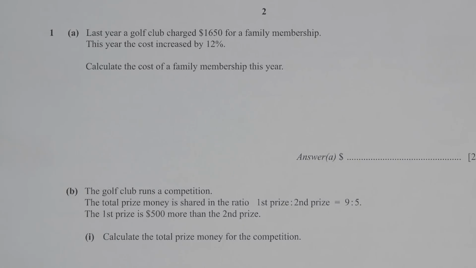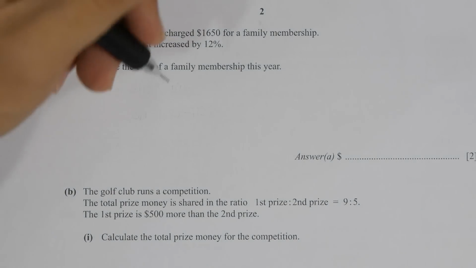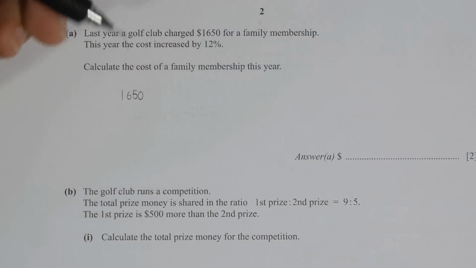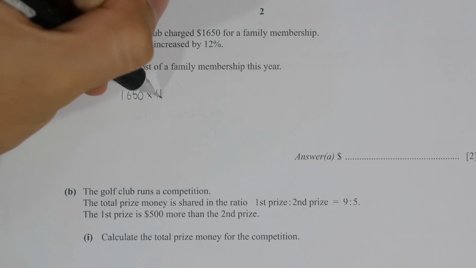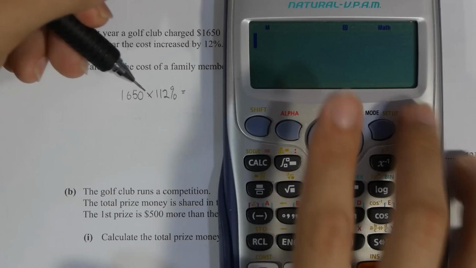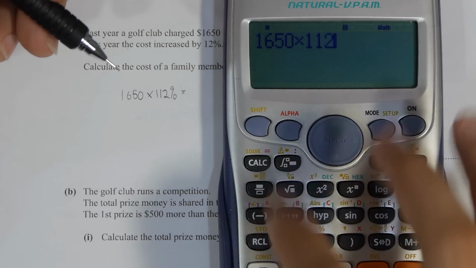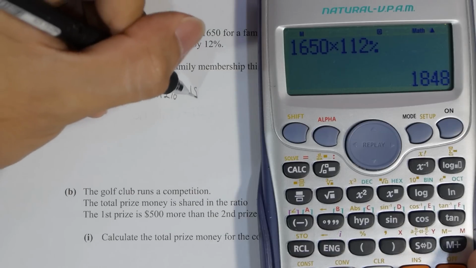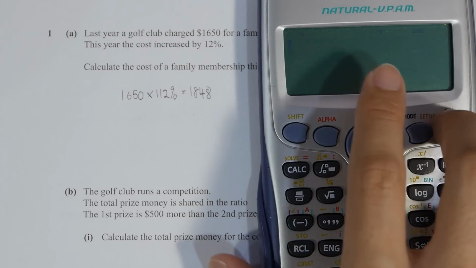1650 is last year's price, so you are required to find a new one. Simply multiply it by 112%, then you will get 1848 as the final answer.